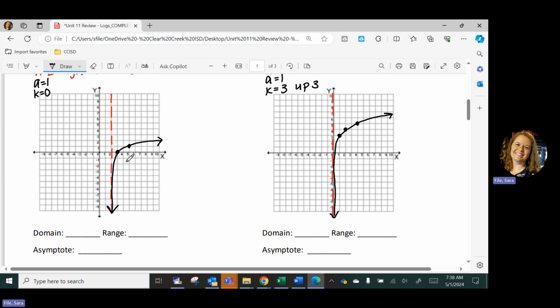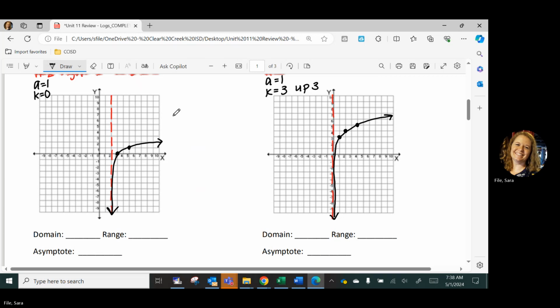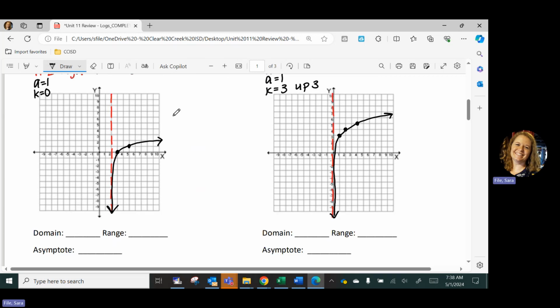Domain of this one on the left. Our asymptote shifted, so our domain changed. It's not 0 to infinity anymore. It's what? Where's that asymptote? 2. So it's 2 to infinity. Still don't include it, still parentheses.